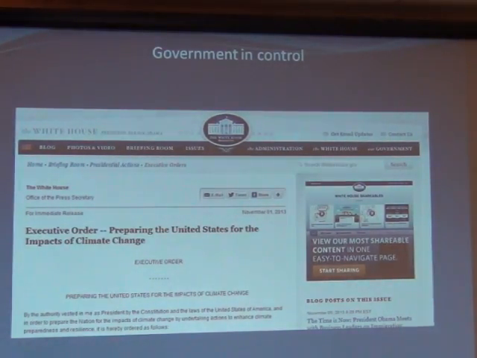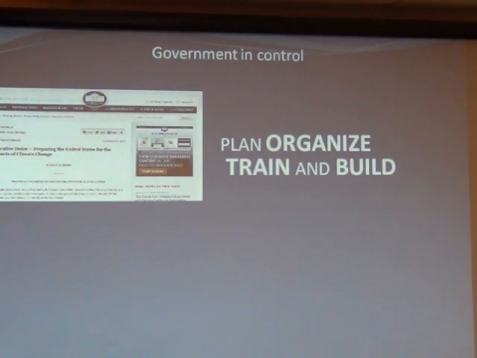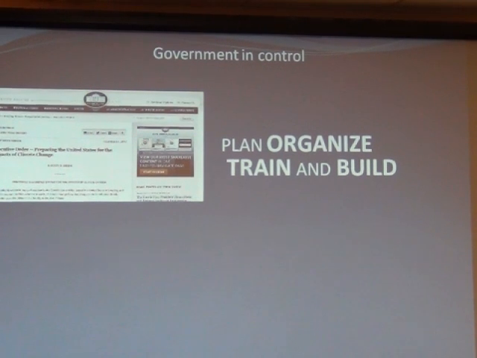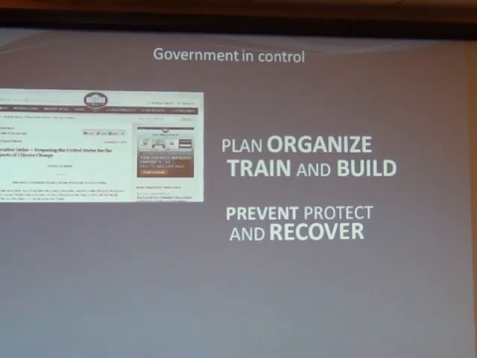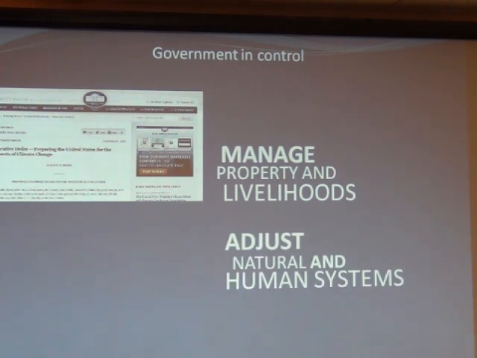Government control doesn't stop there. An executive order was written by President Obama in November. And here's what he said. We need to protect our country from climate change. We need to prepare for climate change. Oh, global warming is going to get you. So in order to do that, we need to plan, organize, train, and build, prevent, protect, and recover, manage property and livelihoods, and adjust natural and human systems. This is taken right out of the executive order.